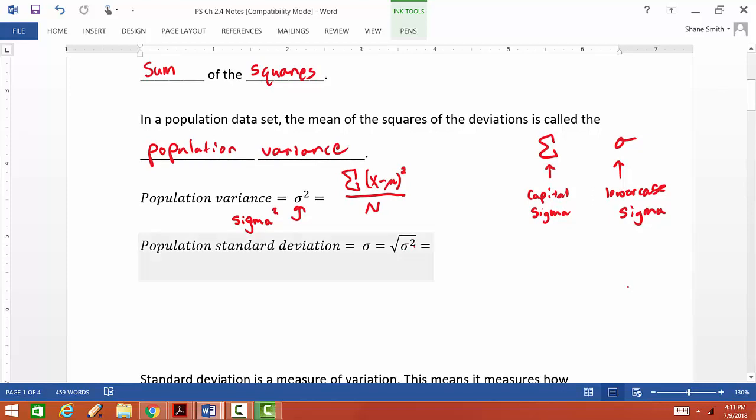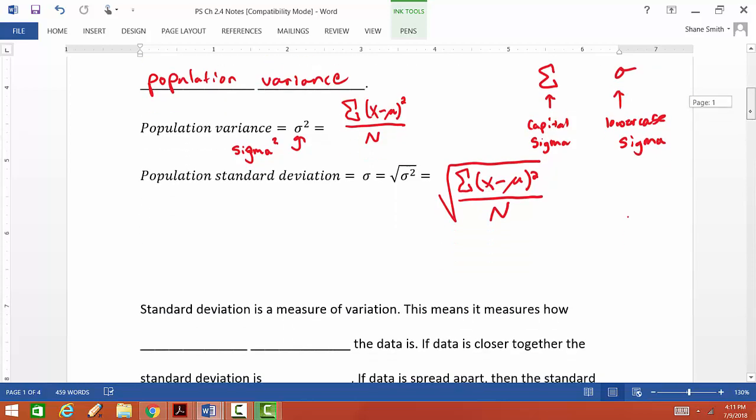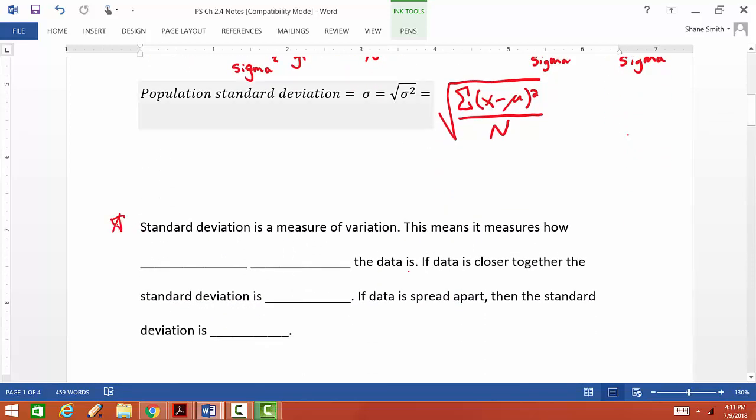Okay, and then the standard deviation is simply the square root of the variance. That is a relationship you should be familiar with: if you take the square root of the variance, we get the standard deviation. And this is really the main takeaway of this whole section, which is that standard deviation is a measure of variation. This means it measures how spread out the data is. If the data is closer together, the standard deviation is smaller. And if the data is spread apart, the standard deviation is larger.